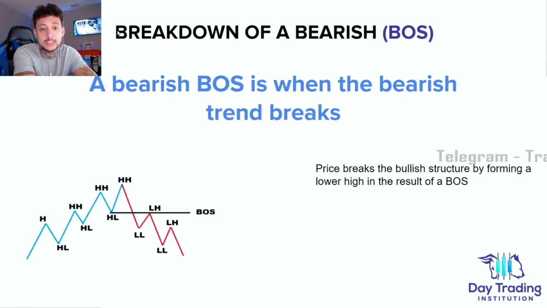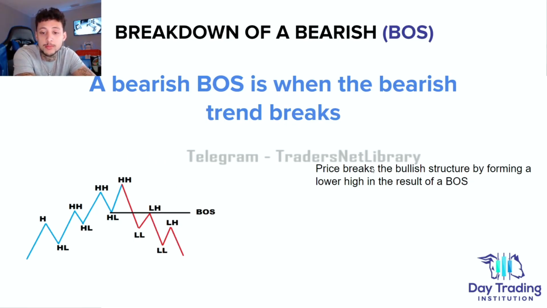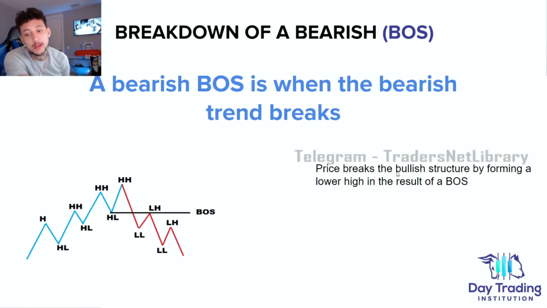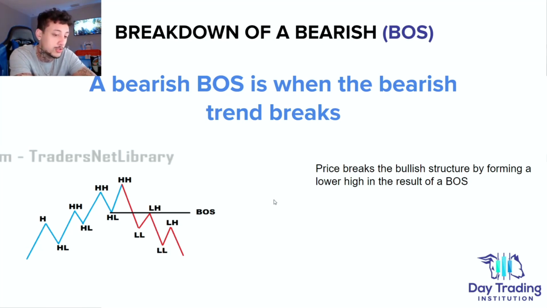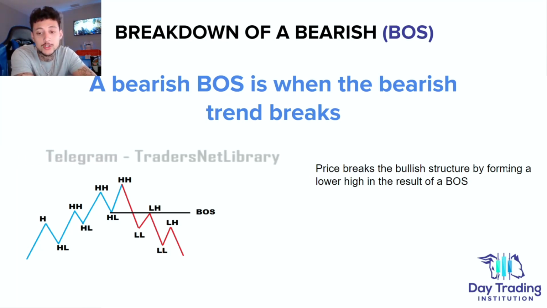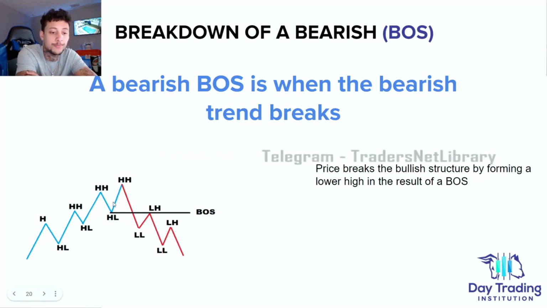Now let's take a look at an example of a bearish break of structure. A bearish break of structure is when the bearish trend breaks, and all that simply means is price broke the bullish structure by forming a lower low as a result of a break of structure, right?